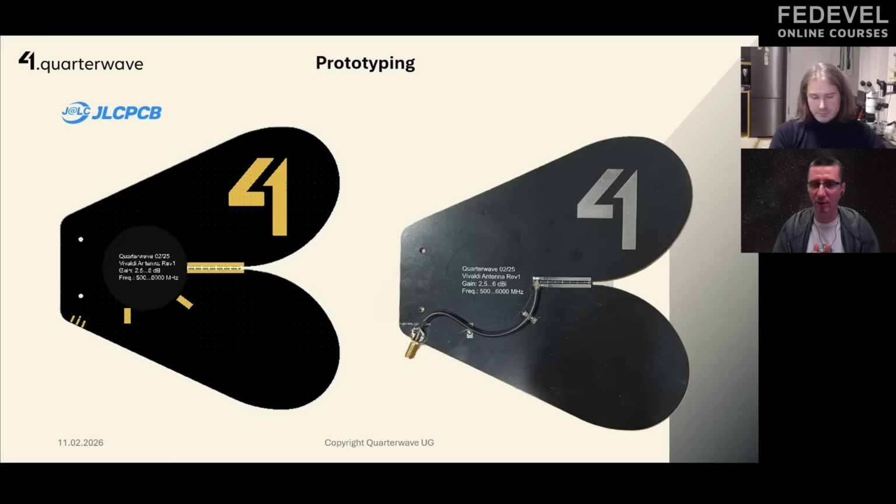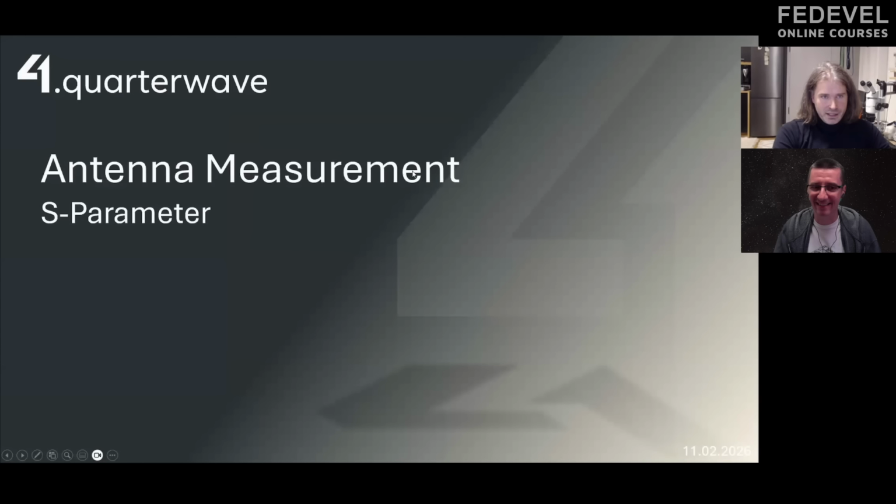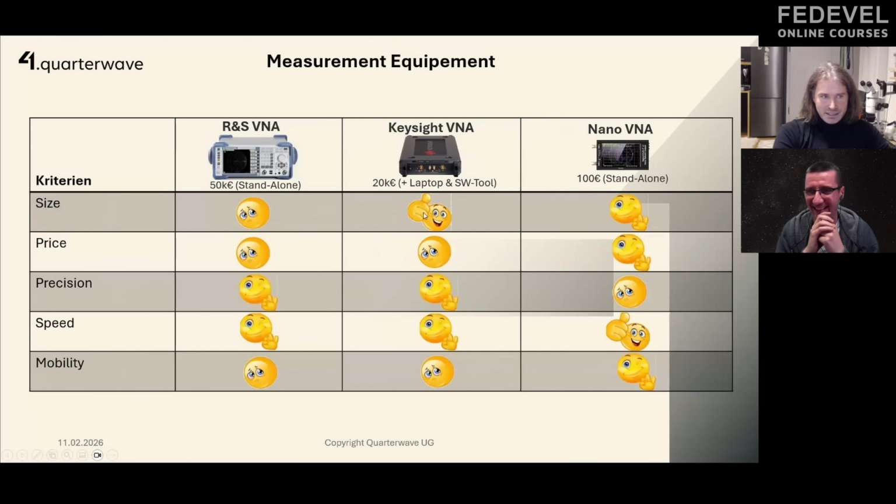So it needs to include all the lengths of the waves. Exactly. Okay, so now we build the antenna, and I think this is something not many people do: how to measure it. The first step here is to measure the S parameter.